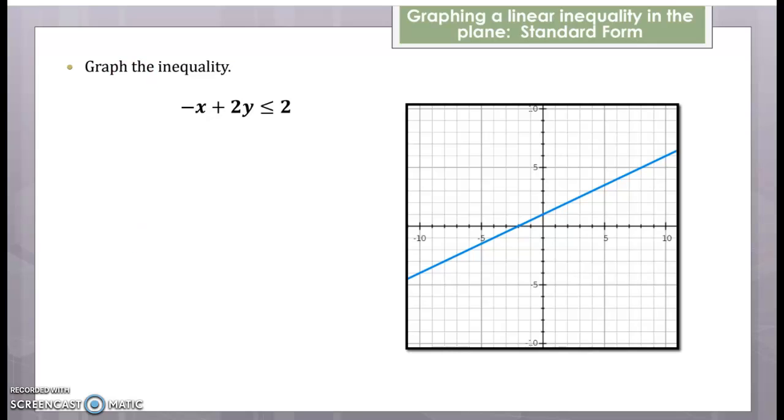Hey everybody, in this video we're going to talk about graphing a linear inequality in the plane standard form. This is very similar to graphing an inequality in y equals mx plus b form, but all we have to do now is get this into the correct form.